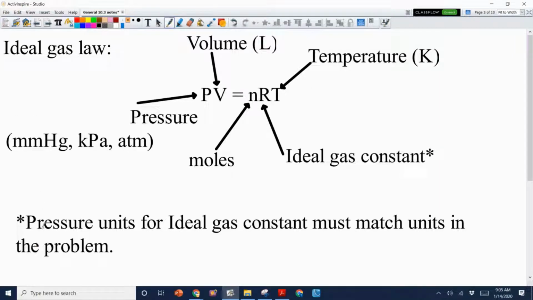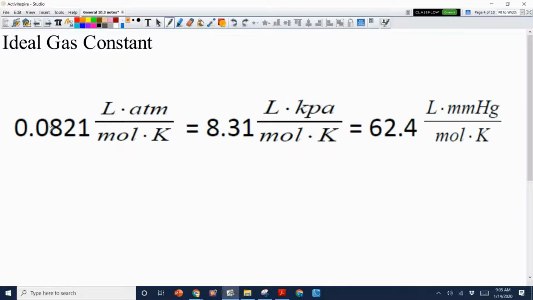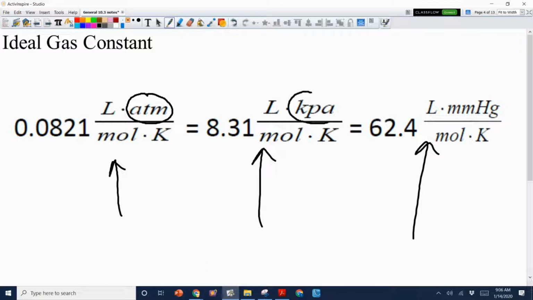I put an asterisk here that the pressure units for the ideal gas constant must match the units in the problem. What do I mean by that? Well, here's the ideal gas constant. There are 3 values for it, and this is in your reference materials in the constants and conversions column that I showed you earlier. That has 760 torr equal to 760 mmHg, equal to the kPa value, equal to atmospheres. So the only difference between these is the unit for pressure, and I'm circling them right here.